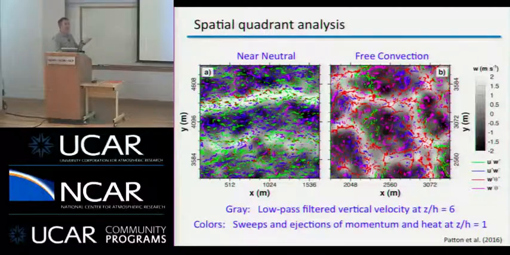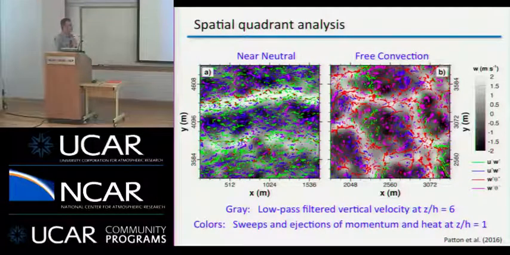They tend to occur in these regions of rising motion, where the large scale rising motion is, that's all depicted by the white, and in the regions of downwelling motion, that's largely where you see the purples and the pinks. And that speaks to their correlation, that these are happening together, and that's why there's high correlation in the near neutral case.